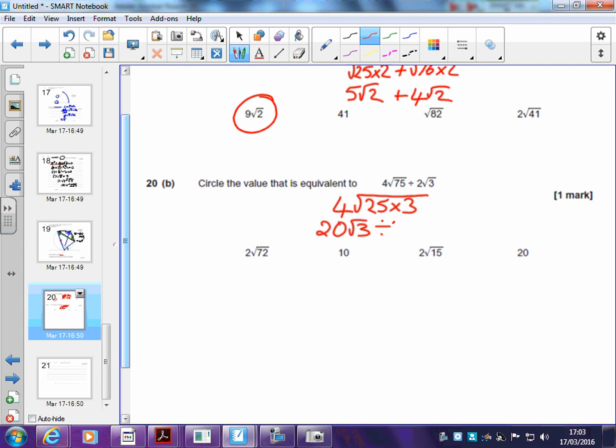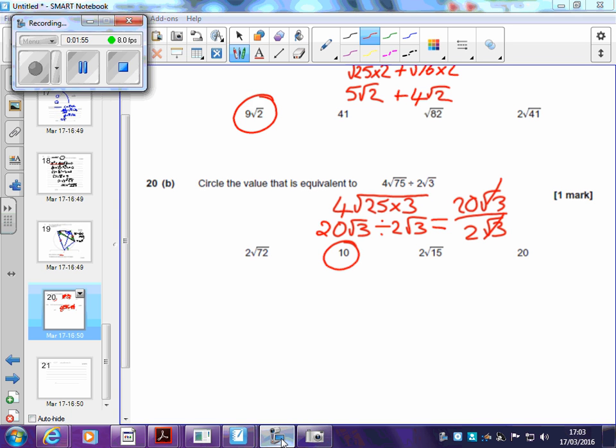I'm now going to divide that by 2 root 3. I think it sometimes helps to see it nicely as a little fraction. So we'll write it like that, you don't have to, but it looks nice and easy there. The 2 root 3's cancel out, and we're basically left with 20 divided by 2, which is 10.